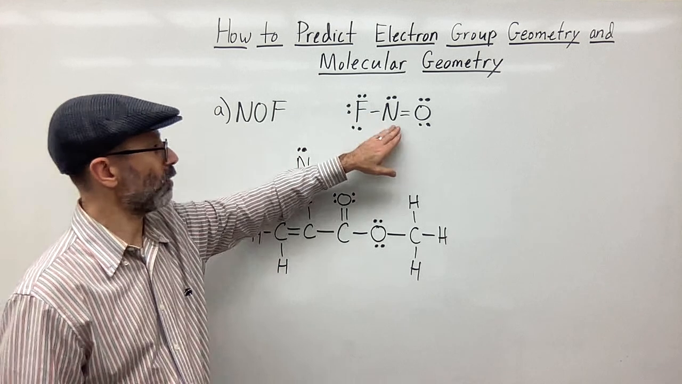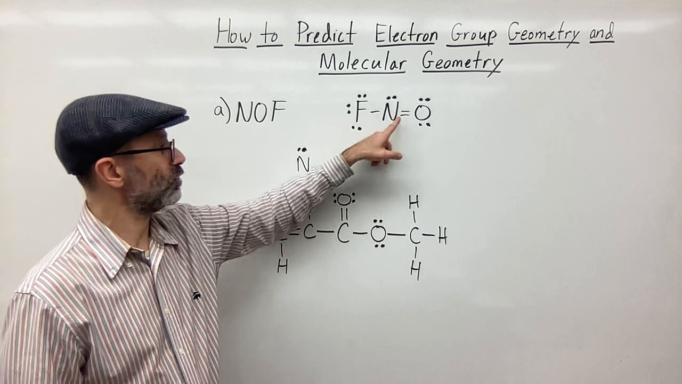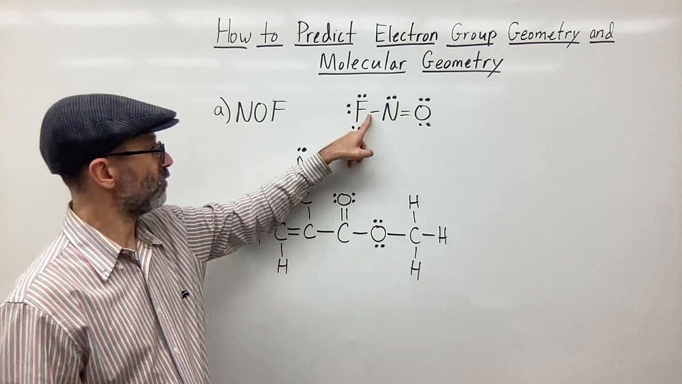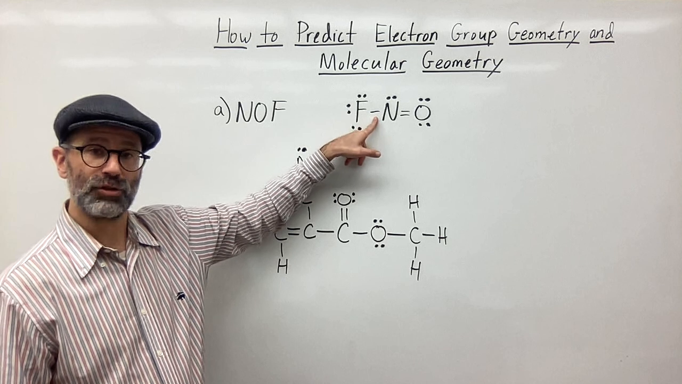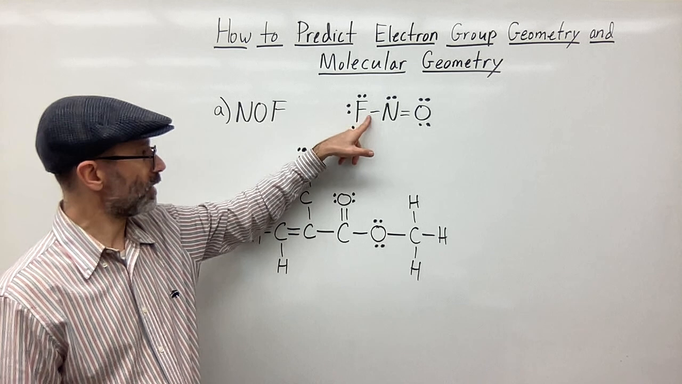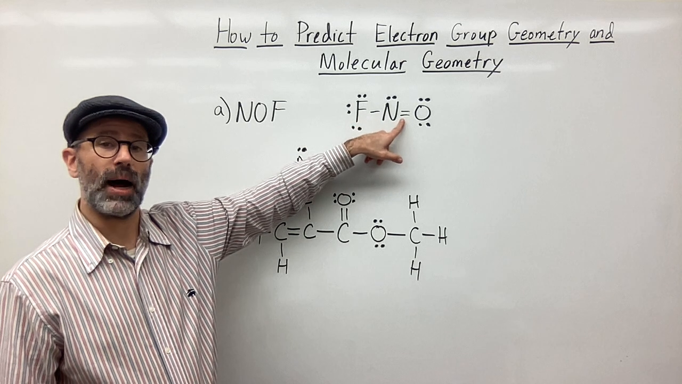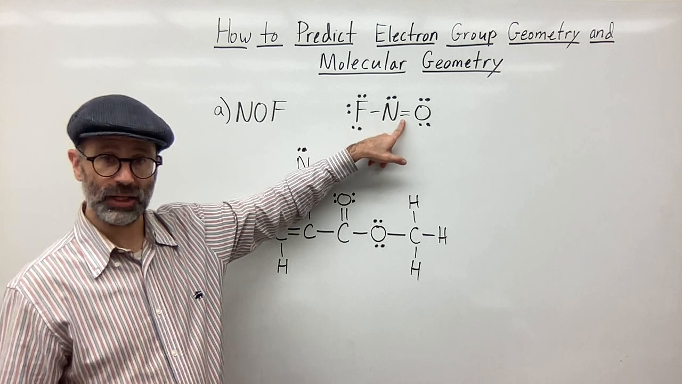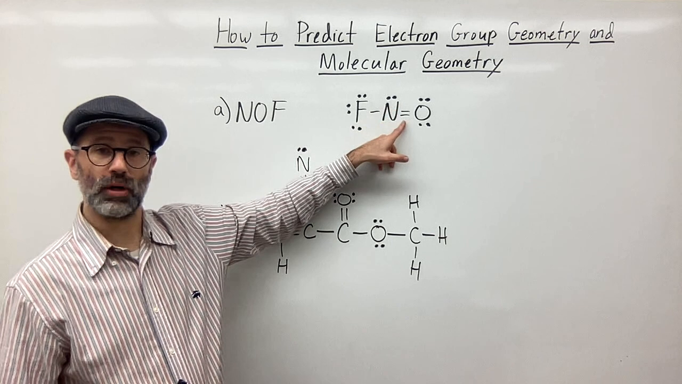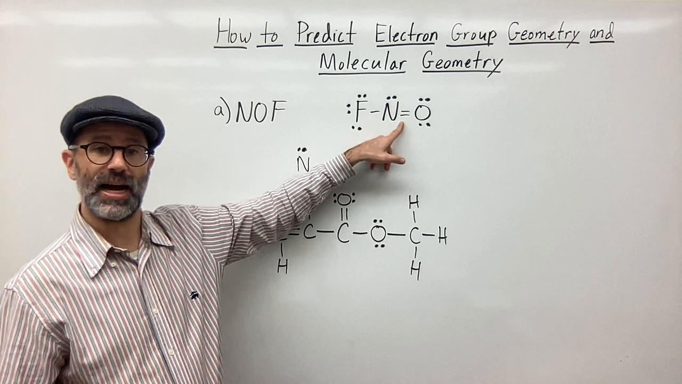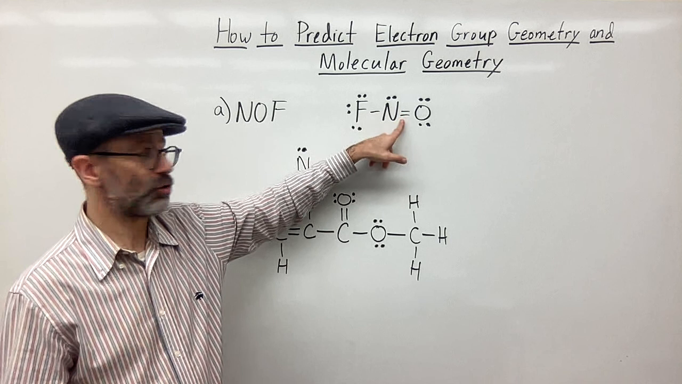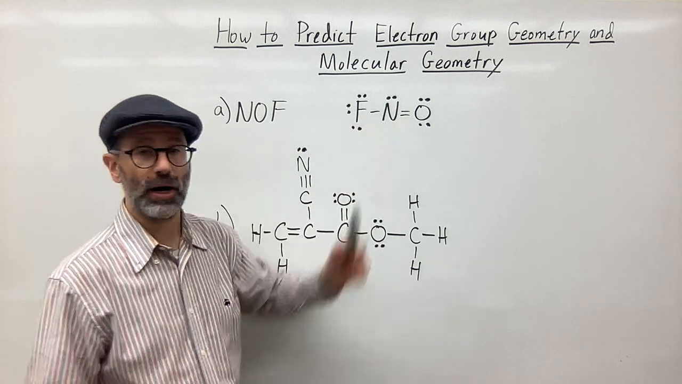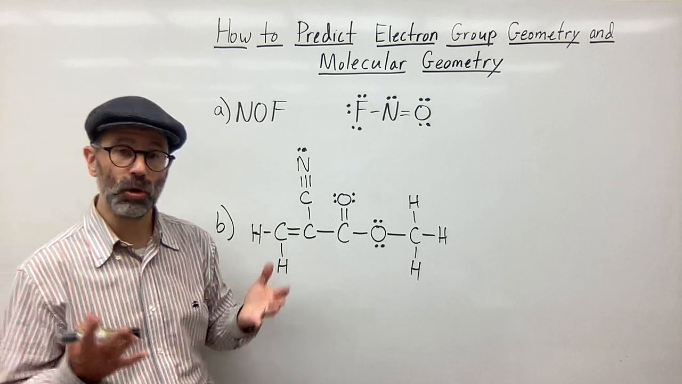The thing you also want to remember is that single, double, and triple bonds are all considered one electron group. This single bond here is one electron group of two electrons in the bond. But here we have a double bond. This double bond is not two electron groups. It is one electron group. This electron group has four electrons being shared between the nitrogen and the oxygen. So the double bond is one electron group. The single bond is another electron group. And I have this lone pair for a third. So I have three electron groups total.